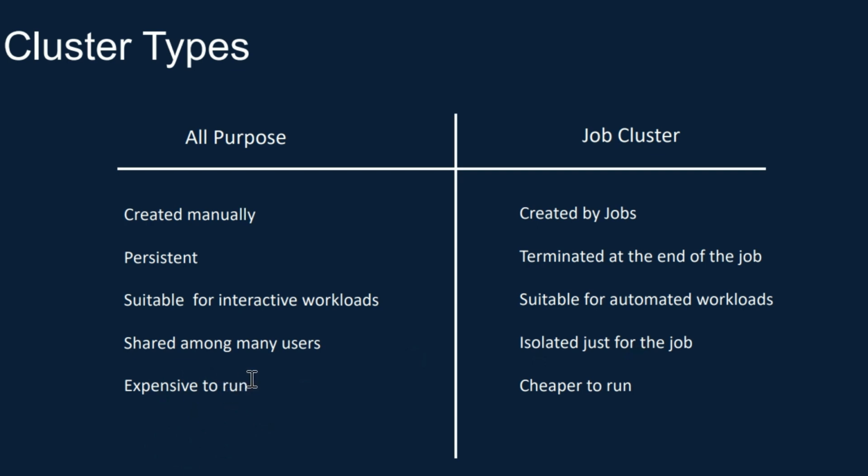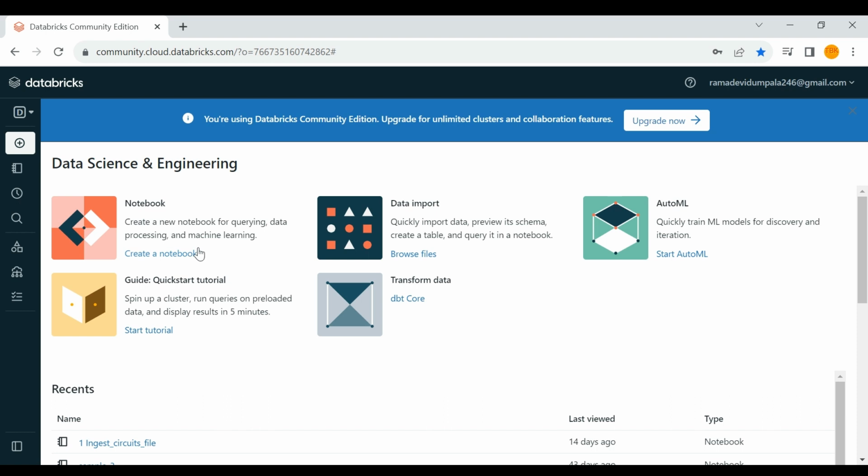In summary, job clusters are great for repeated production workloads. Now that we understand the cluster types, till now we discussed the types of clusters, and we learned the difference between the two types. Now let's switch over to the Databricks workspace where we can create the clusters.